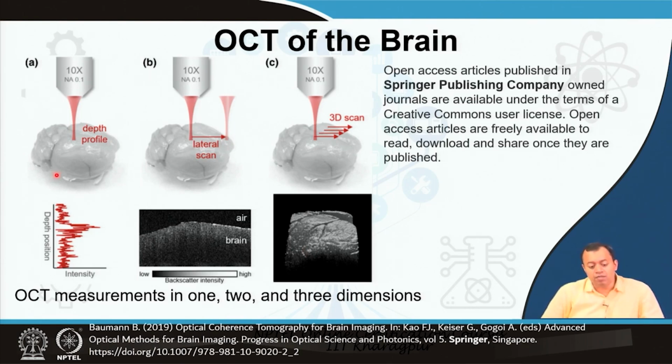And in this particular case, the brain of a mouse is being imaged. There are several aspects. You can make the laser go up and down, thereby trying to understand the depth profile. This is Z, this is depth. You can also make the laser move in the XY direction, that is a lateral scan. And of course, you can combine depth and movement, thereby providing a 3D scan, resulting in some kind of a 3D mapping of the entire brain.